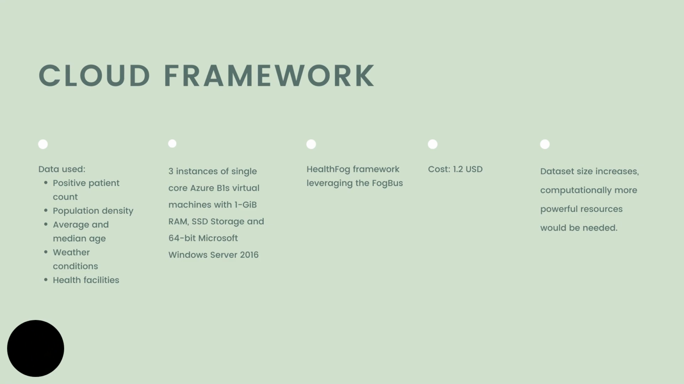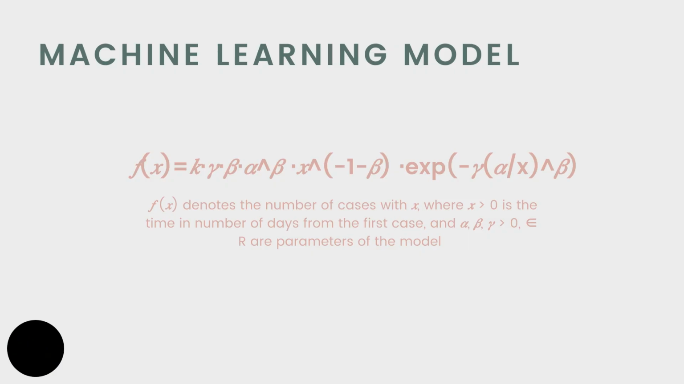That's about the cloud framework. How about the machine learning model? In this journal they compare two kinds of methods. The first one is the Gaussian baseline method, and the second one is the generalized inverse Weibull distribution. Let's see which one is more effective.